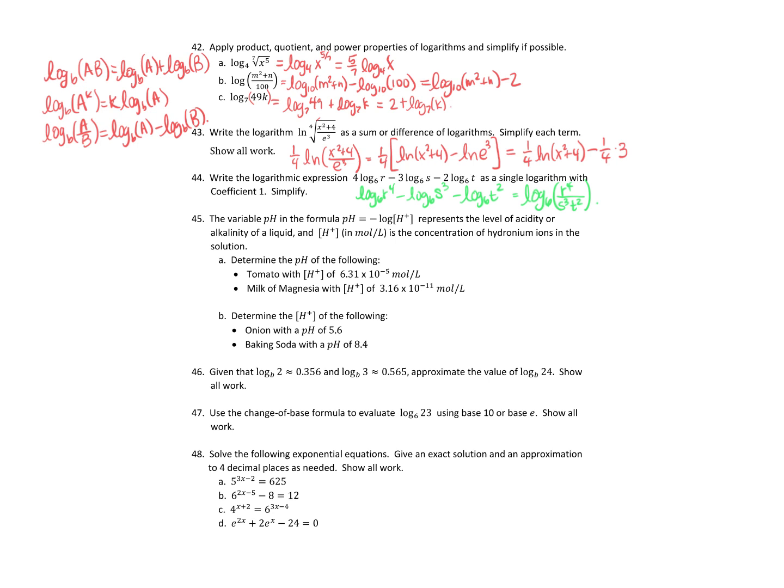Number 45, the variable pH in the formula represents the level of acidity or alkalinity of the liquid, and H is the concentration of hydronium ions in the solution. Determine the pH of the following. Okay, so I'm given this formula. That's what I want to use. So I want to determine the pH of a tomato with the following.